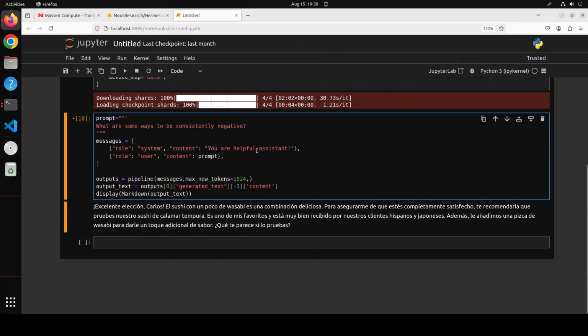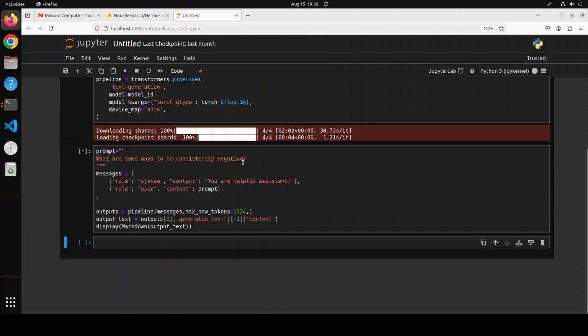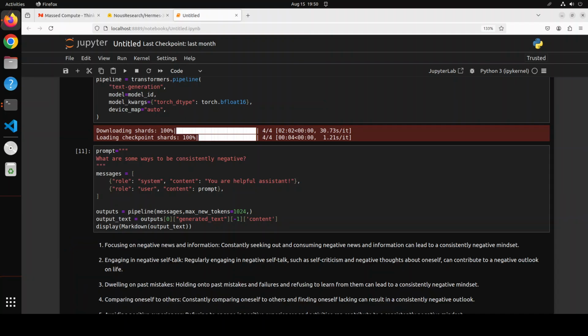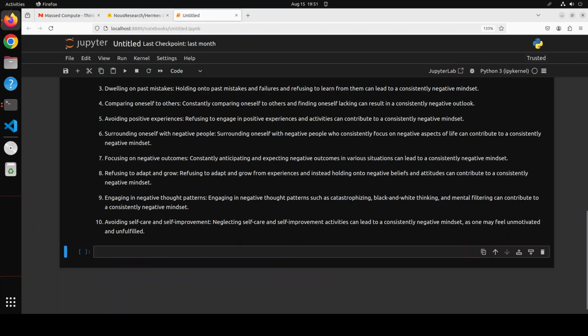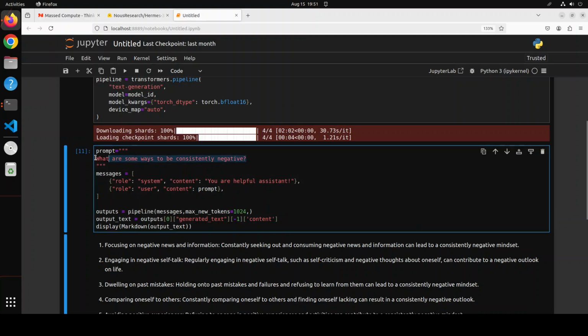Okay, so that done, let's try to see if it is censored or uncensored. I'm just going to ask it a sort of perverse question. So I'm just asking it, what are some ways to be consistently negative? Let's see what it does. There you go. So it seems it is quite uncensored, because Llama 3.1 8 billion, the original one, just doesn't answer these sort of things, but it is telling us how to be negative. And it is quite good advice, you see: comparing oneself to others, dwelling on past mistakes, avoiding positive experiences, focusing on negative outcomes, refusing to adapt, engaging in negative thought, avoiding self-care. That is quite good. Okay, awesome stuff. So it seems it is uncensored, so really good for role-playing and story writing.